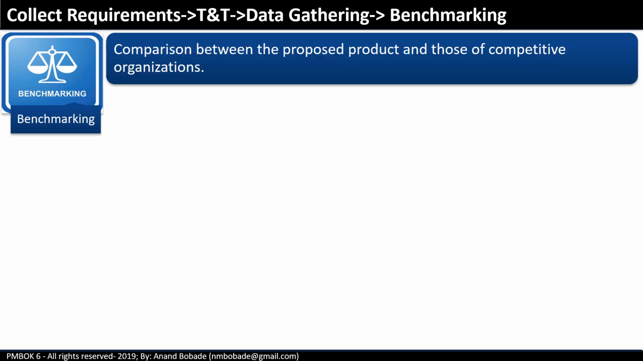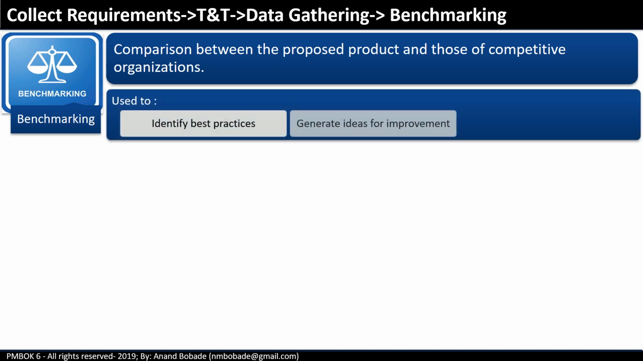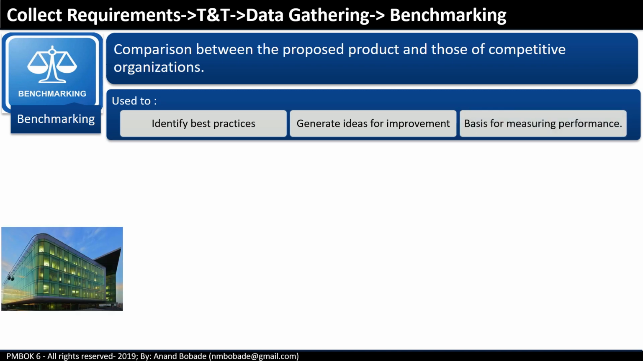Benchmarking. It is a comparison between the proposed product and those of competitive organizations. Benchmarking can be used to identify best practices, generate ideas for improvement, and provide a basis for measuring performance. For example, if you are building a hospital and one of the objectives mentioned in the project charter is about constructing a green building for the hospital, then the project team will collect green building requirements from relevant stakeholders, and they can compare the proposed requirements with green building standards like Europe's World Green Building Council standard, or the US's Energy Star standard.